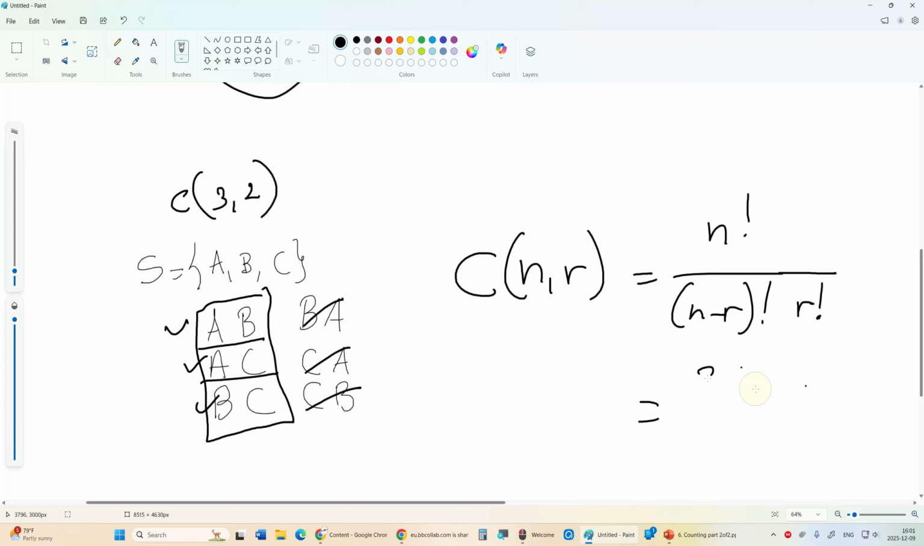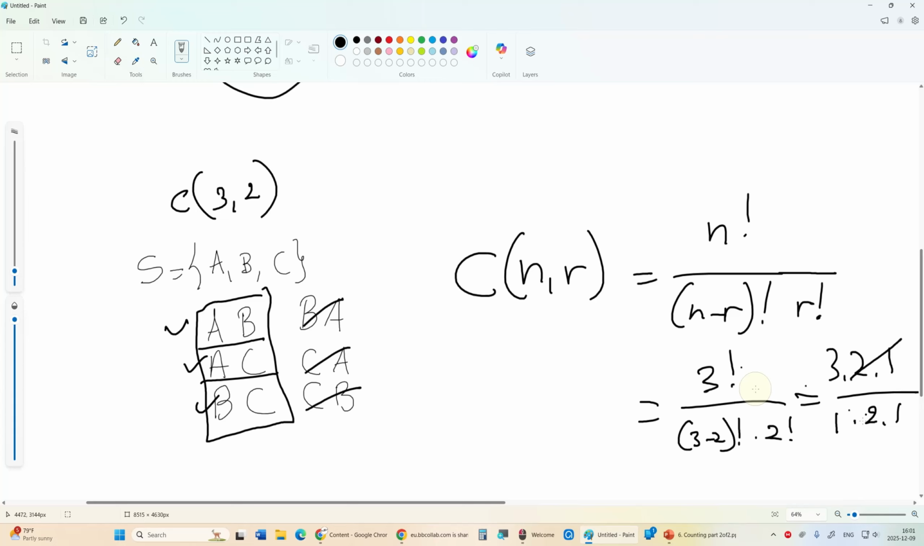Now this is going to be equal to 3 factorial divided by (3 minus 2) factorial multiplied by 2 factorial. So that is 3 times 2 times 1, divided by (3 minus 2), that's 1 factorial, which is 1, times 2 factorial, that means 2 times 1. Simplifying, this is going to be 3. So we get the same result, but why this r factorial?